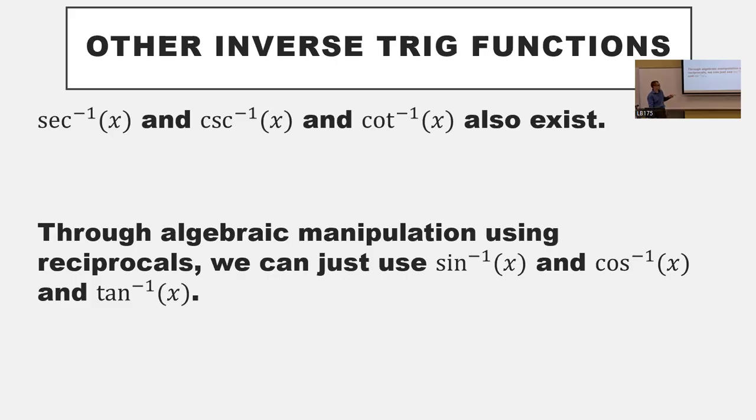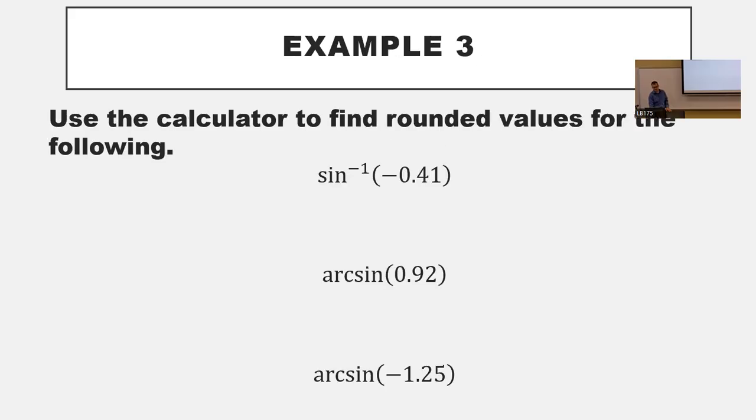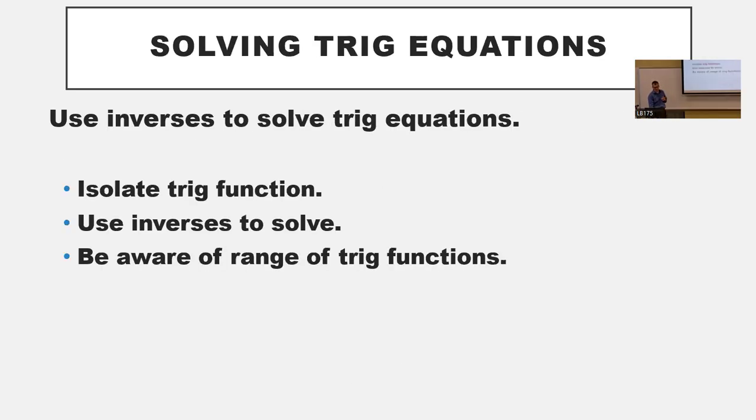Also, just as a note, you can do these other trig functions. Tangent inverse works just the same as sine inverse. It's limited to negative pi over 2 to pi over 2. Okay. So we found some calculator answers. We found some exact answers using the unit circle. And now what we're going to do is we're going to use those inverse functions to solve trig equations.